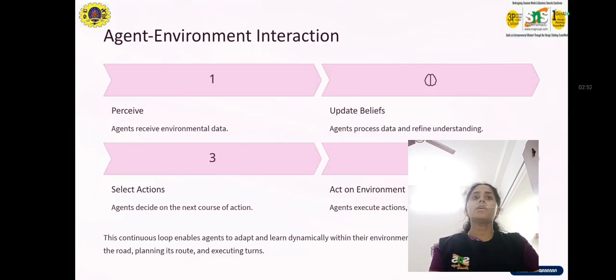The agent-environment interaction: this slide explains the loop that an agent continuously follows. Perceive: the agent senses the environment and updates beliefs. It processes what it sensed and updates its internal understanding. The next step is select actions. It decides what to do next. Act: it performs the action, changing the environment. For example, a self-driving car senses the road, plans its path and moves forward. This interaction loop happens over and over again, constantly updating and improving its performance.